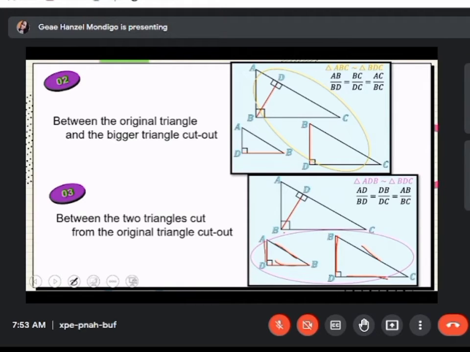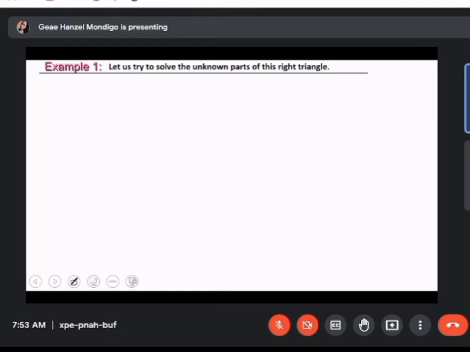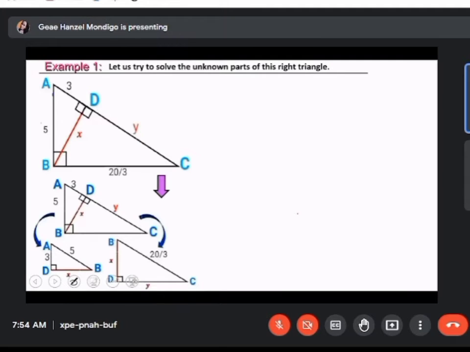Yes, ma'am. Okay, now let's proceed to our example number 1. Let us try to solve the unknown parts of this right triangle. Here, in our figure, we have triangle ABC that is right-angled at B. First, we are going to separate this original triangle.